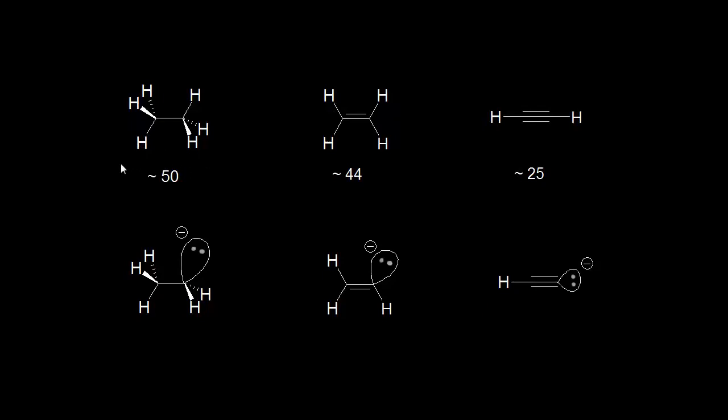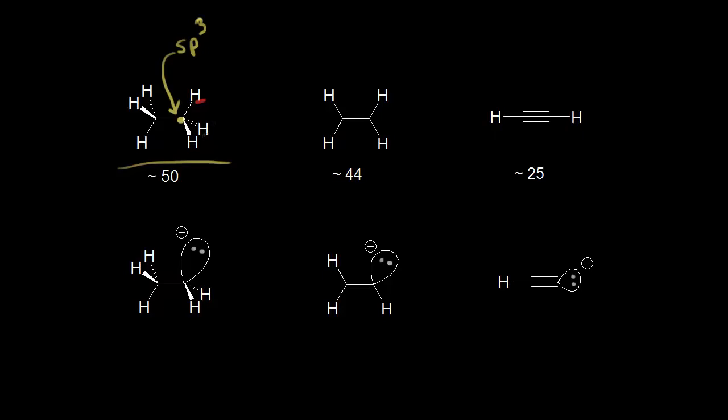Hybridization can have a large effect on the stabilization of a conjugate base. So if we start off with ethane, here's the ethane molecule. We know this carbon is sp3 hybridized. So let's say that ethane donates a proton, and let's make it this proton right here.